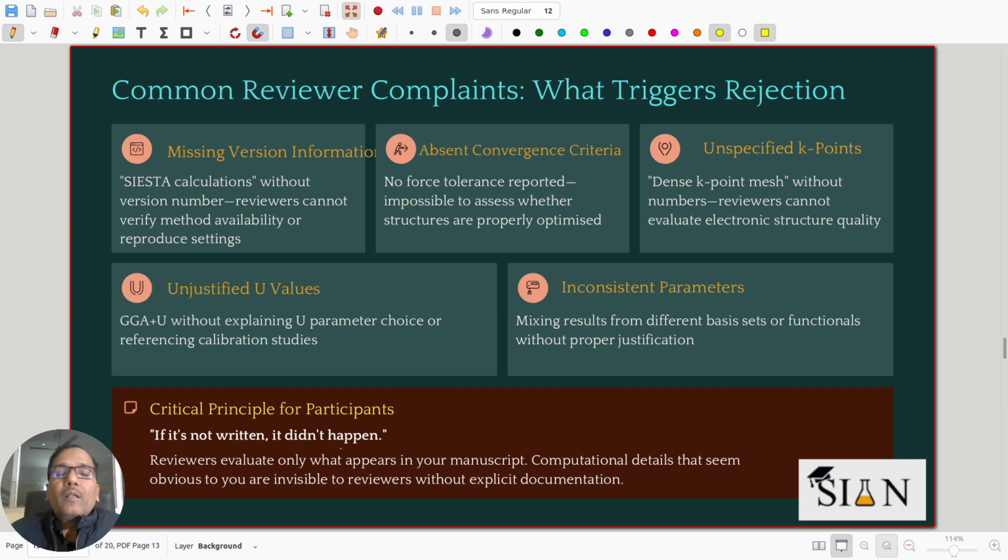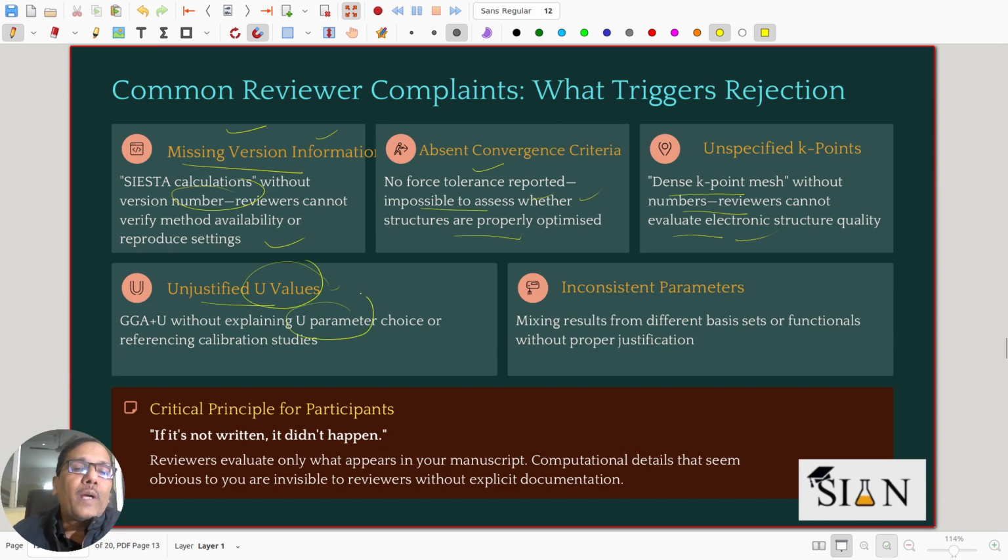Generally, some common reviewer complaints. What triggers rejection? First, missing information, such as calculations without version number. Reviewers cannot verify without availability or reproduce settings. Generally people avoid these things, but one should write the version of the software. And also force tolerance not reported, impossible to assess whether the structure was properly optimized, dense k-point mesh without numbers. Reviewers cannot evaluate electronic structure, and unjustified U values.